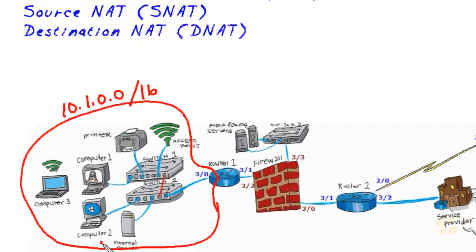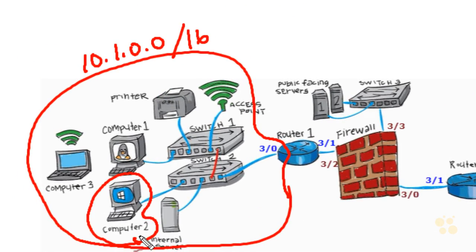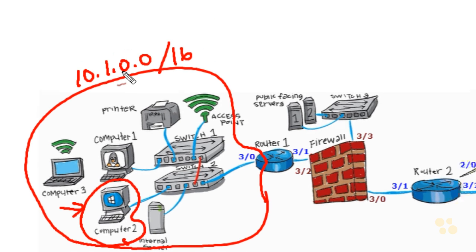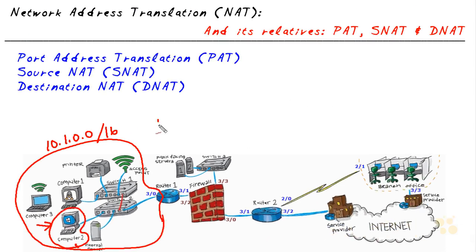So let's say this computer right here is Bob, and Bob's sitting at his computer. It's on the 10.1 network, and Bob decides, hey, you know what? I'm going to go out to the internet. So Bob opens up a browser and goes to www.google.com. And one of the very first things that's going to happen is DNS, Domain Name System, is going to resolve the name of google.com to an IP address. So Bob's computer makes a DNS request, gets a DNS response.